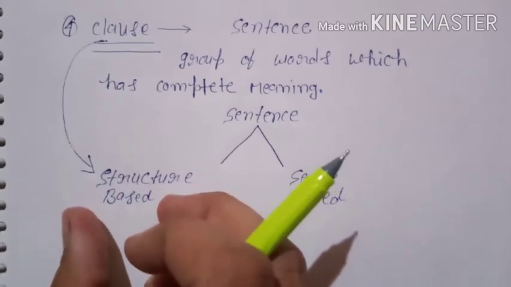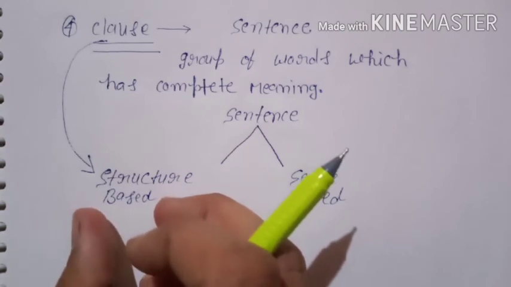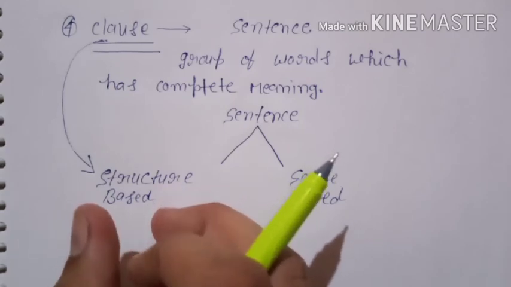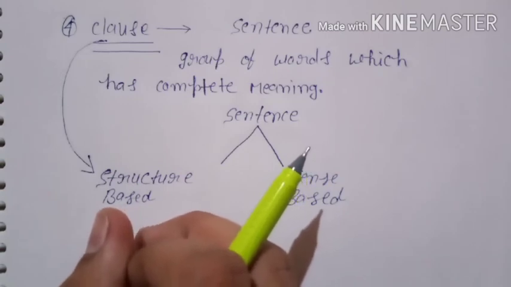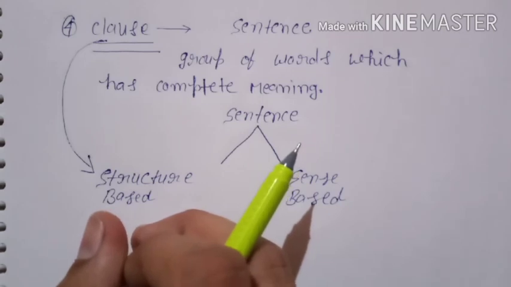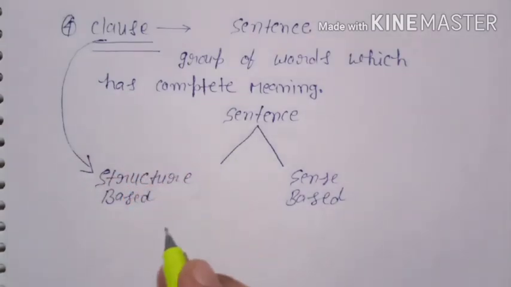What is clause? Clause is nothing else but a part of a sentence which has a finite verb and a predicate. That means a sentence which has its complete meaning is called clause, but sometimes it doesn't have its complete meaning, then it will be called subordinate clause. We will read this in further classes.